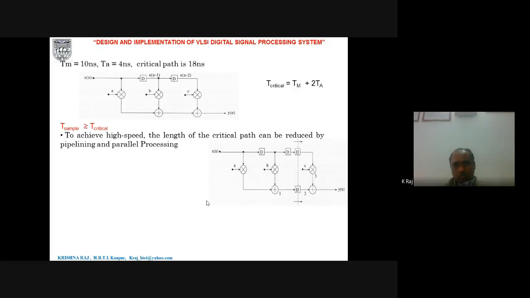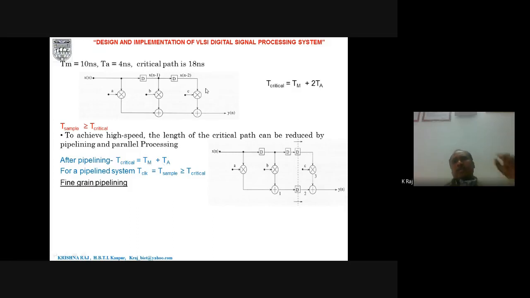So among these paths, which one will be the longest, that will be considered as the critical path. So in this case, we will get here that the critical path is equal to the execution time of one multiplier plus execution time of one adder. So here we will see that after pipelining, the clock time period must be equal to the sample time period, and it must be greater than or equal to T critical, and T critical is nothing but the execution time of one multiplier plus one adder here.